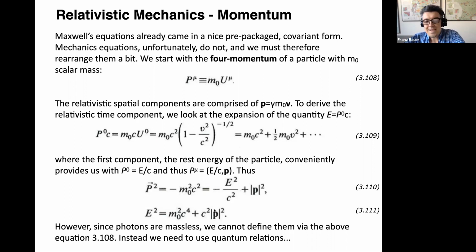Since photons are massless, we wouldn't be able to define this exactly for a photon, but we could at least use the quantum relations to see how it behaved. Or rather, we would need to invoke quantum relations to actually see how it behaves. We can't use this sort of formalism.